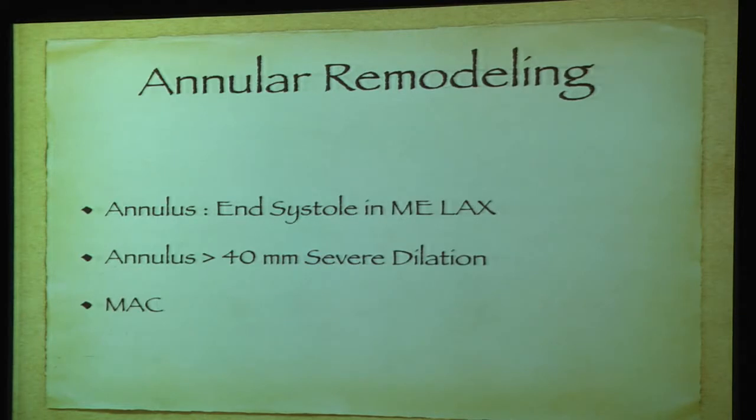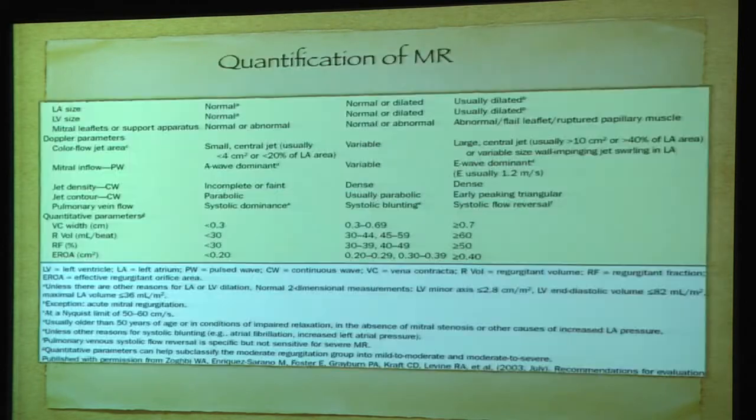Annular remodeling, well, we measure the annular dilation. More than 4 centimeters is bad. We measure it at end systole in the long axis view because that is the high axis, high end of the mitral valve. Mitral annular calcification, the longer the process goes on, there's more calcification. Calcification is bad, repair is bad, okay? It does not hold well.